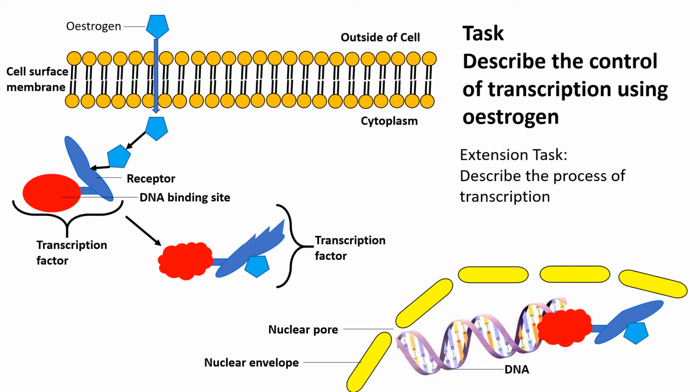In the AQA specification, you are specifically asked to go over estrogen as a transcription factor. Use the images in front of you to try and work out this explanation of how estrogen acts as a transcription factor. When you've made your best attempt at it, you can of course go through the next bit of the presentation and see how you've got on. So pause the presentation now.